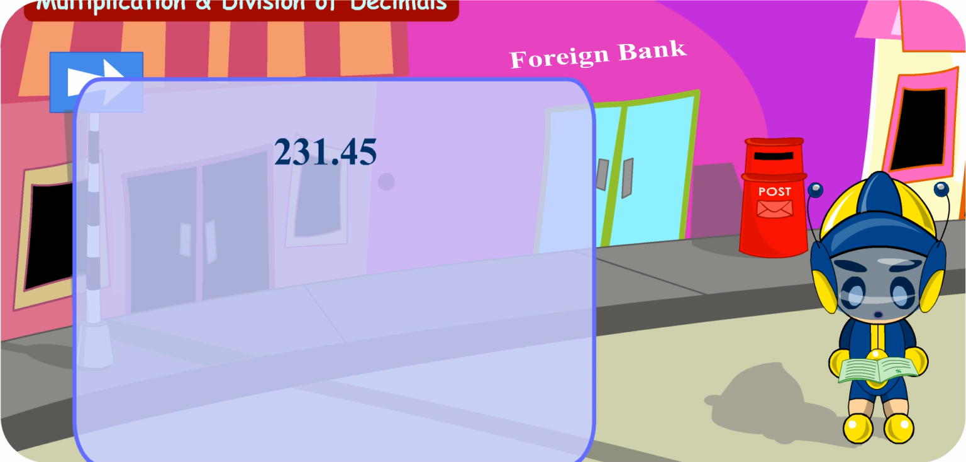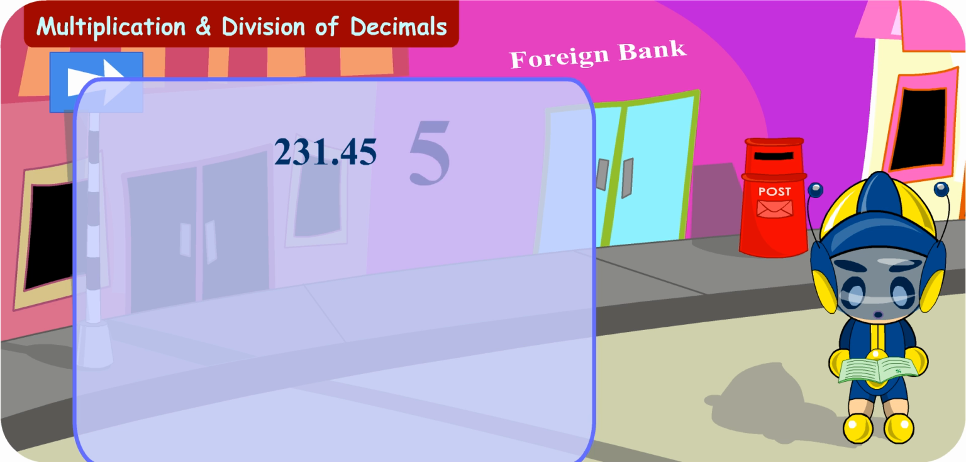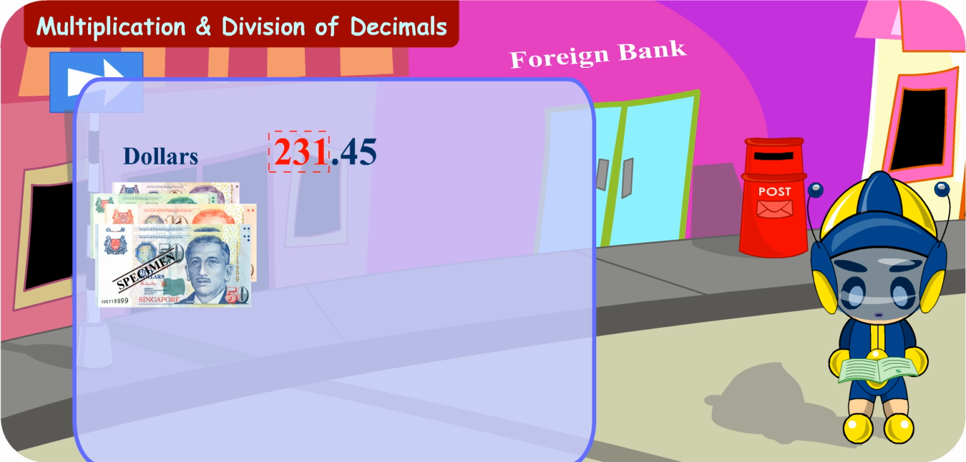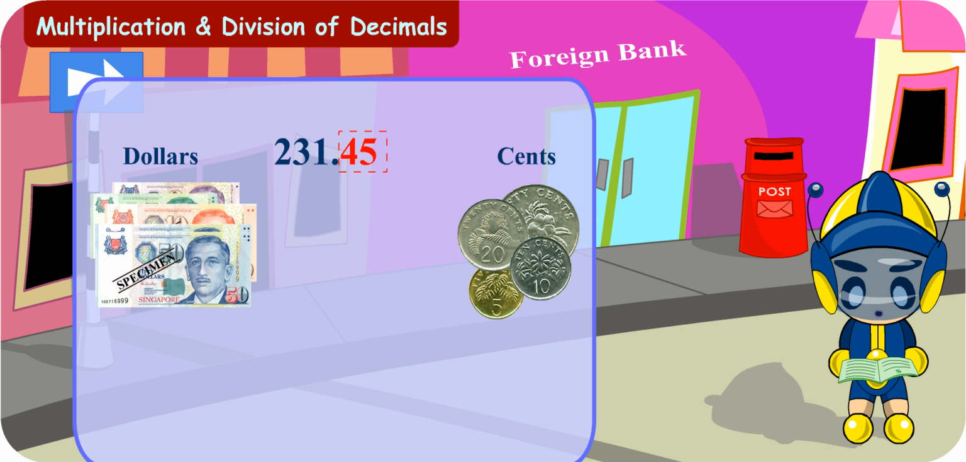Coincidentally, we're going to learn about multiplication and division of decimals, and money is written in decimals. I know that, teacher. The numbers to the left of the decimal point represent the dollars, while the numbers to the right of the decimal point represent the cents. In fact, decimals can be used to represent fractions or parts of a whole in number form.